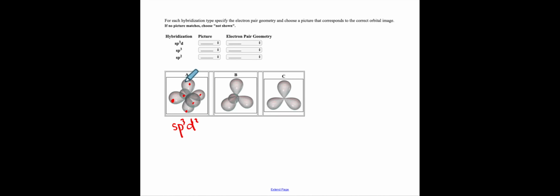So we'll look and see which one we need to put that for. Okay, so B has 1, 2, 3, 4 lobes. So we need an S, 3 P's to give us the 4 lobes. And then this one has 1, 2, 3 lobes. So we need SP2. So SP2 is going to be picture C. SP3 is going to be picture B. And here we're going to put not shown.